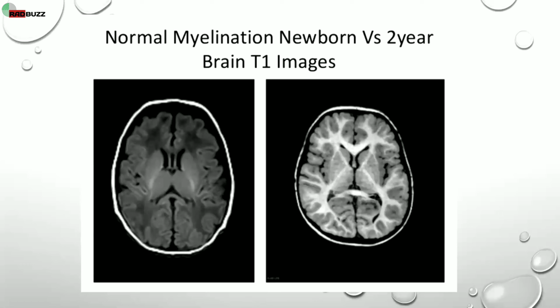So again, I've just put one picture of a newborn versus 2 years. Between a newborn and a 2-year-old, the signal is totally opposite. See, that's black, that's white. So just remember, on normal T1 images in adults, white matter is white and gray matter is gray, and the reverse is true for neonates till the age of 18 months or so. So don't call it pathological.